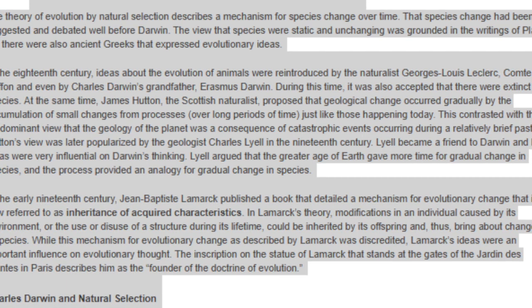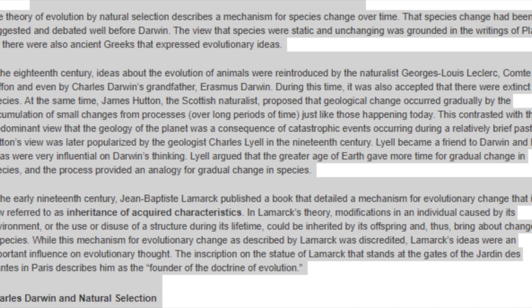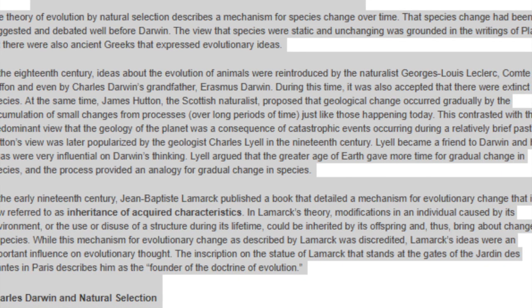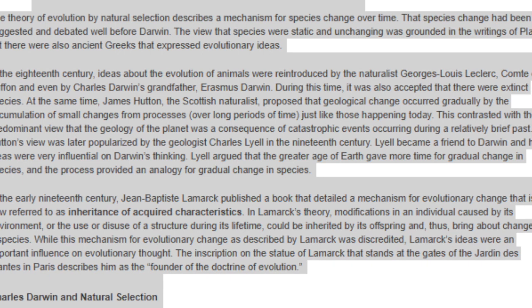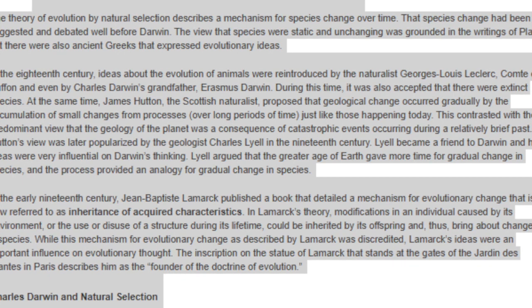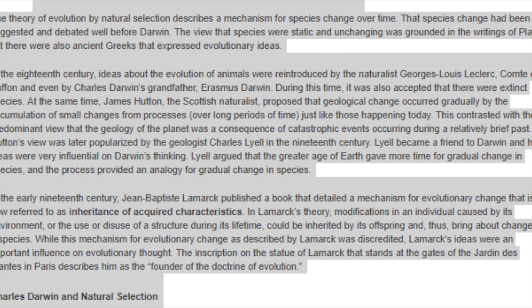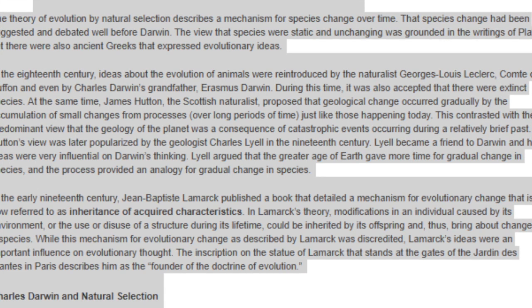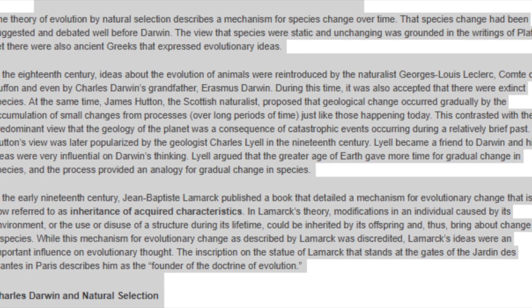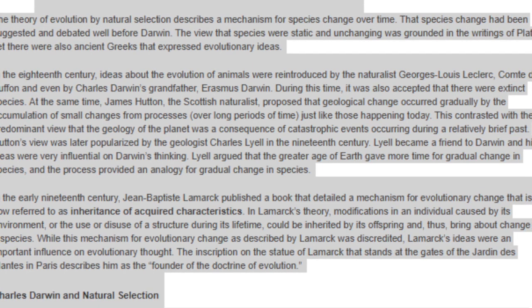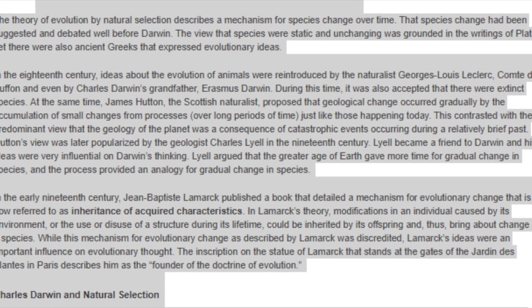At the same time, James Hutton, the Scottish naturalist, proposed that geological change occurred gradually by the accumulation of small changes from processes over long periods of time, just like those happening today. This contrasted with the predominant view that the geology of the planet was a consequence of catastrophic events occurring during a relatively brief period.